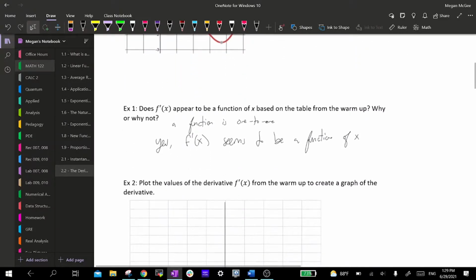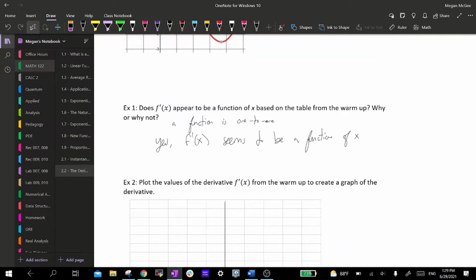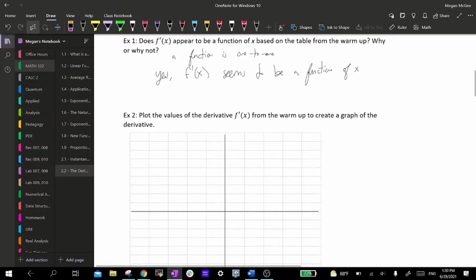So problem 2 asks us to plot the values of the derivative that we just found from our warm-up to create a graph of the derivative. If the derivative itself is a function, we can graph it, right? So let's go ahead and plot all of these points.